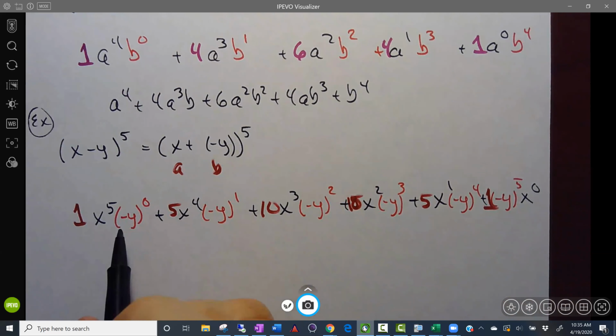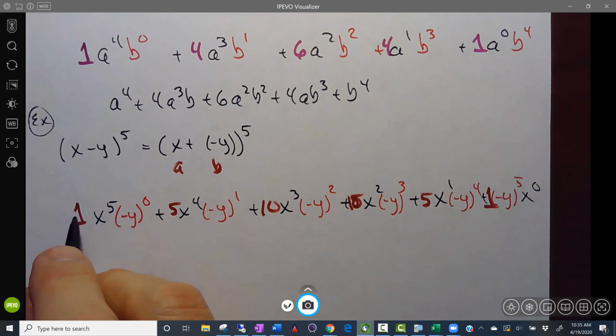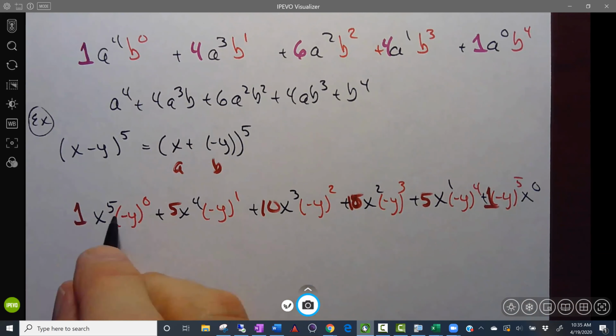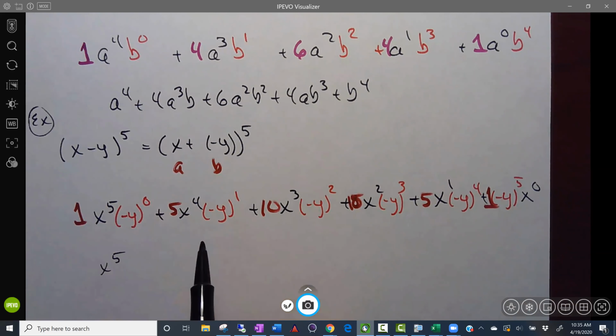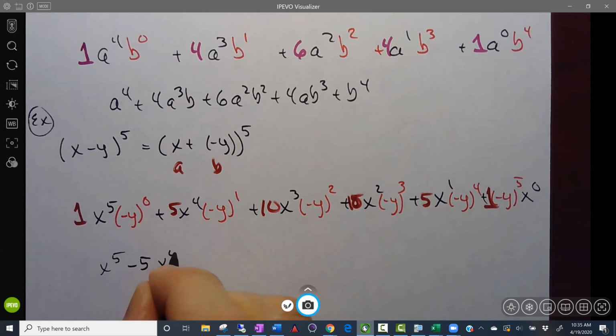Let's simplify this. Anything to the 0 power is 1. So I have 1 times x to the 5th, that's just x to the 5th. Now let's do another little simplification over here. Keep in mind that anytime you have negative y or negative something to an odd power, that negative is going to stay here. So it's going to be negative 5 x to the 4th y.